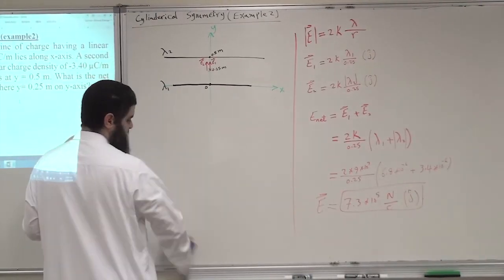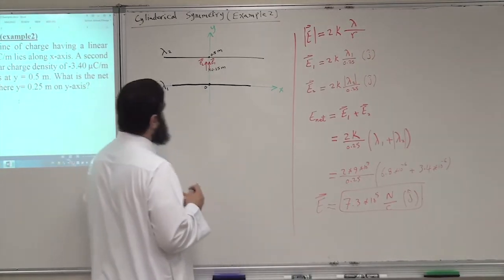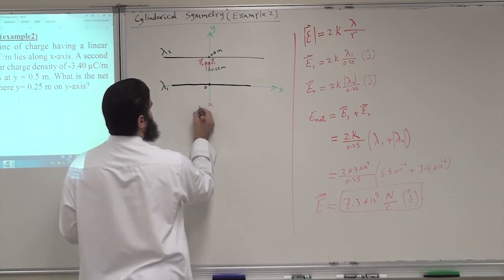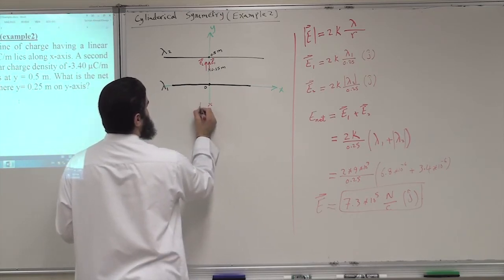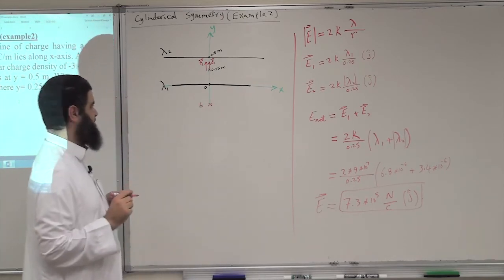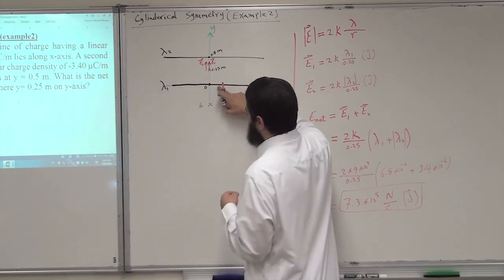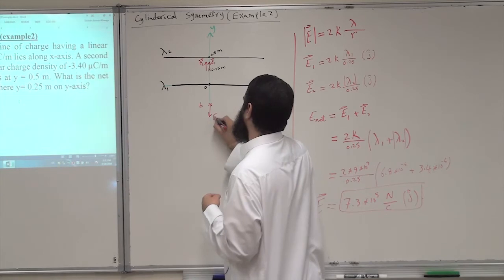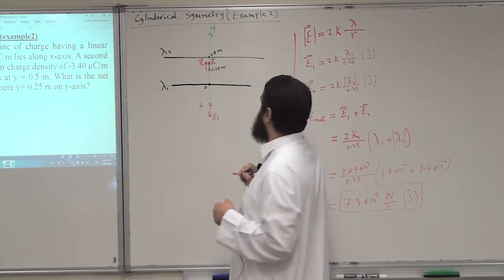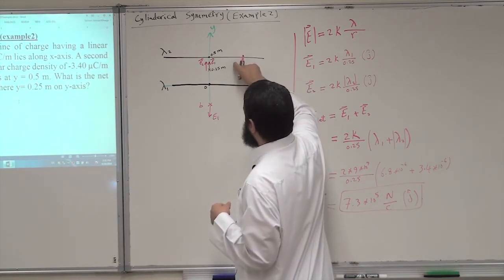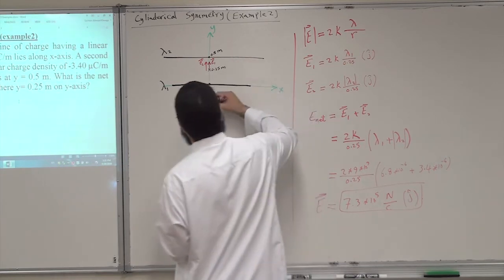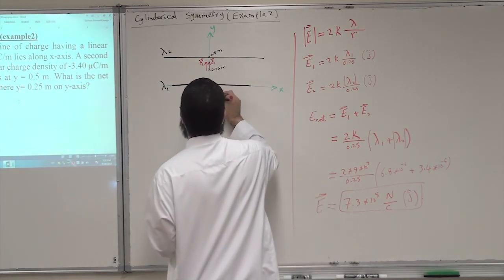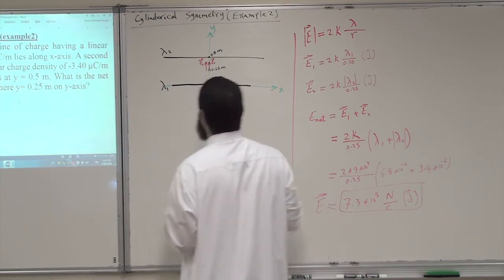If he asks us to find what is the net electric field at a point, let me call this point here point B. What will be the net electric field? This is a positive charge, so the electric field E1 will be in this direction. That one is a negative charge, so the electric field will be going toward it. This will be E2. So the net will be 0?